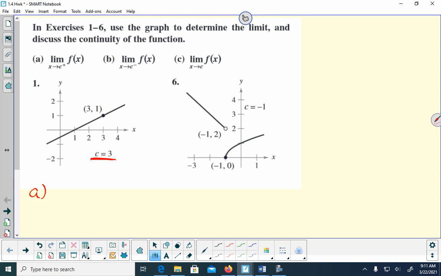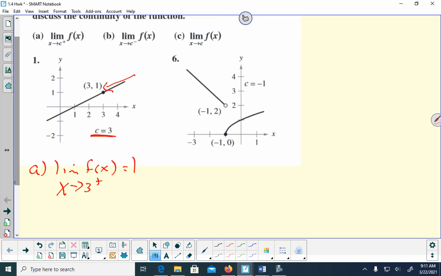So part A wants me to find the limit of f of x as x approaches 3 from the right. So graphically, as I'm coming from the right, that limit appears to be 1. Part B wants me to find the limit of f of x as x approaches 3 from the left, and that is going to also be 1. Since these two are the same, then this is C, the limit of f of x as x approaches 3 with no direction is also going to be 1.